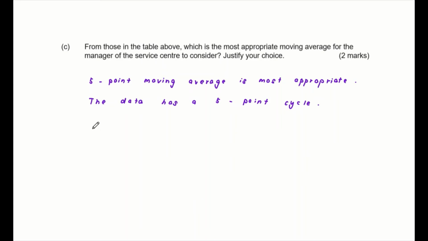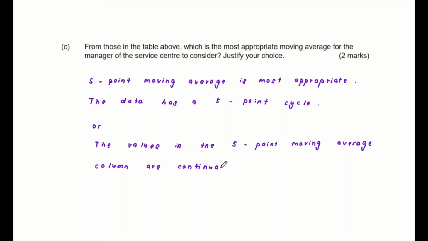So which means, alternatively, although this will be the best answer I think, the alternative that you can try to do is to say the values in the 5-point moving average column are continuously decreasing. All right, so that's the way that you can do that.